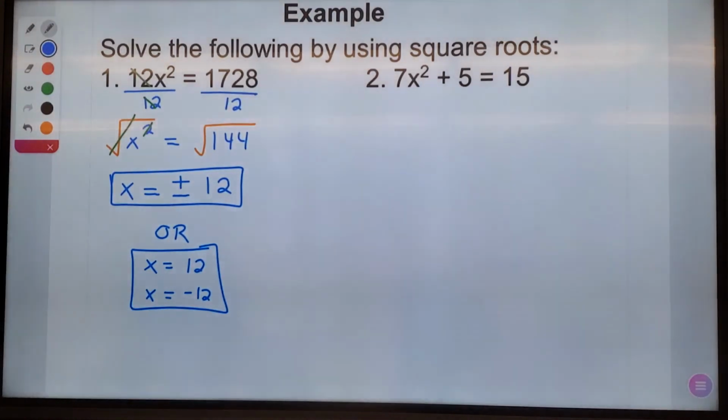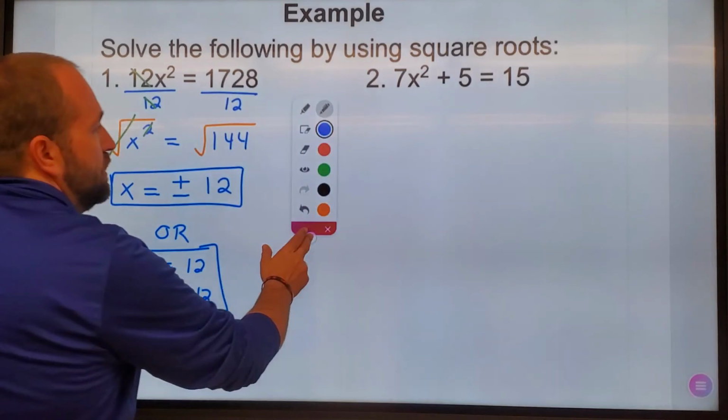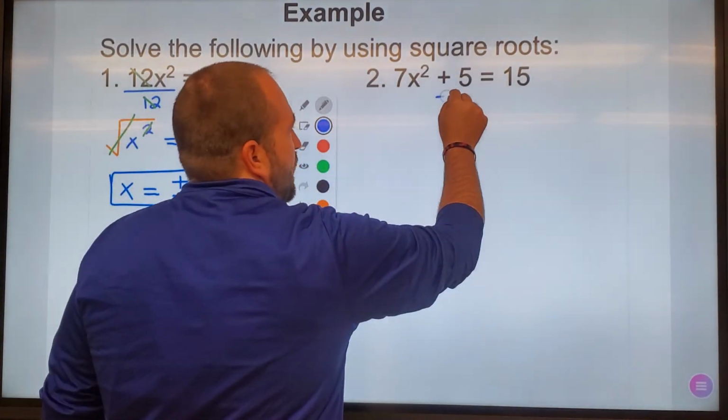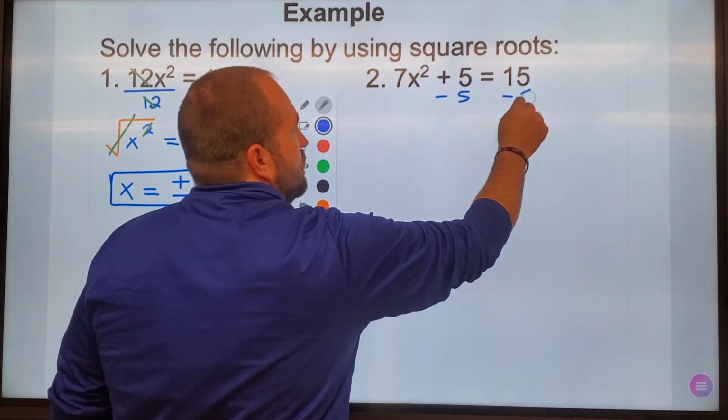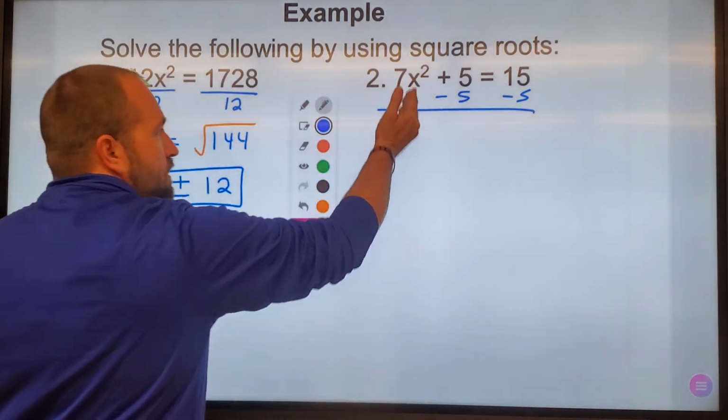Number two, then I've added something to this. So now I don't only have a coefficient in front of the x squared term, I also have a number that is added or subtracted to that term. So here I need to get rid of that 5 first. I need to get rid of the things that are furthest away from, but on the same side as the x squared term. So here, I'm going to subtract 5 on both sides.